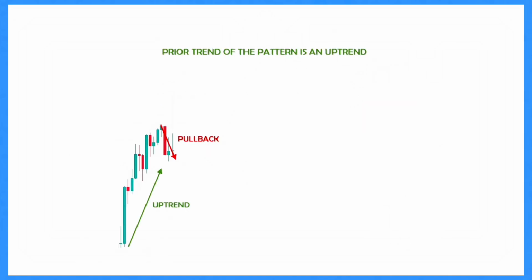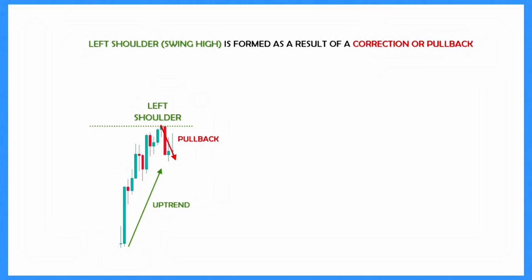The initial trend is an uptrend, where prices rally higher. Then the market makes a pullback or correction, forming the left shoulder as the trend temporarily pauses before the next move. At this point, there's still no clear sign that the market will reverse, because pullbacks happen all the time in a trending market.